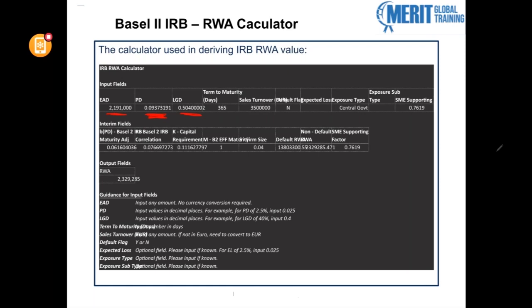If the LGD or EAD is also blank, then you know that your value will also be blank, because these values depend on each other. They are interdependent numbers. And if one is blank, based on the formula for calculating our capital requirement K, then it's going to give us a blank value.